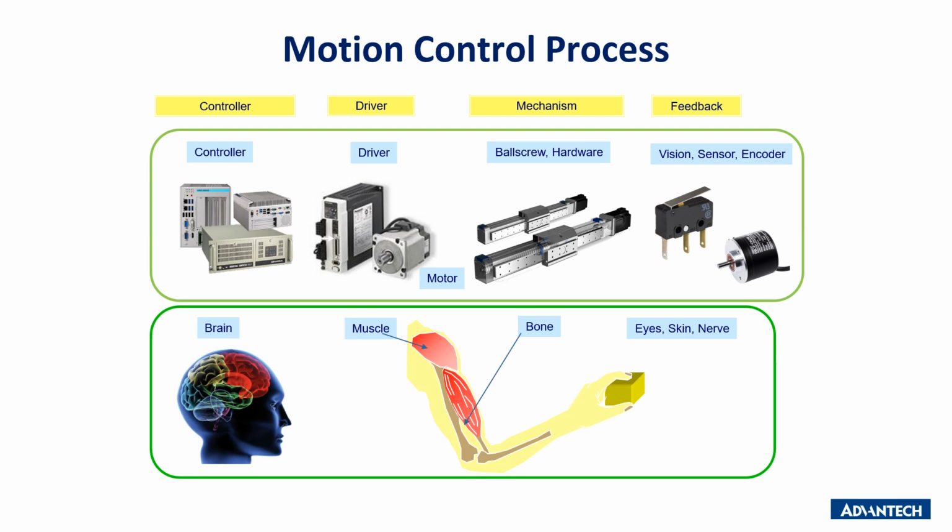Motion control is the same. Corresponding to the human's brain, there is the controller to send the command, like a computer or PLC. Then the command goes to the driver to drive the mechanism to move. In the end, it will use sensors or an encoder to replace the human's eyes to do the signal feedback. This process we call the motion control process. In the following chapters, we will have more detailed information about it.